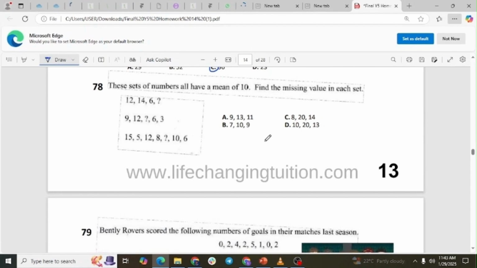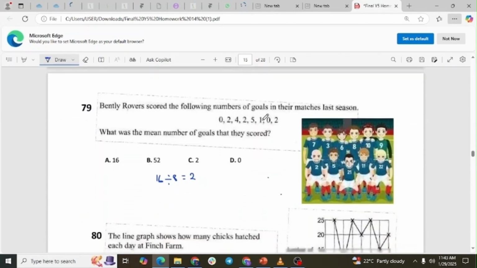Question 78. These sets of numbers all have a mean of 10. Find the missing value in each set. Correct answer C, 8, 20, 14. Explanation. To find the missing value, calculate the total sum for each set and determine what number makes the mean 10.